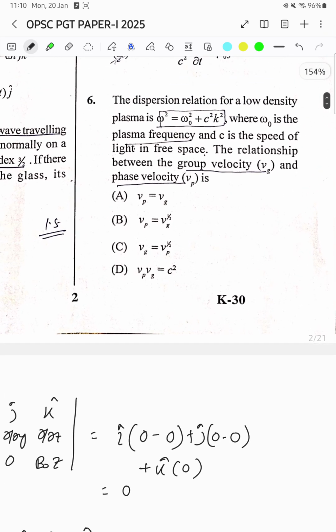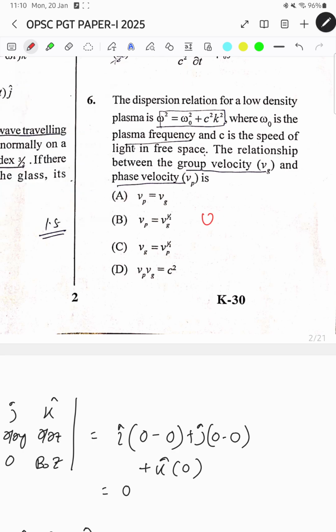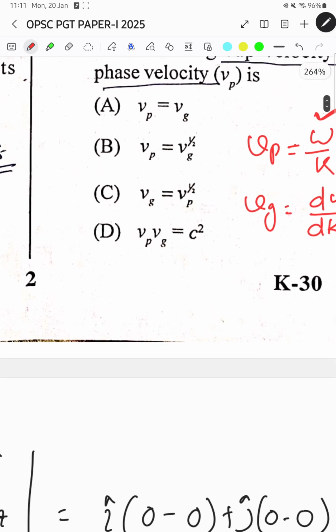It is asking us the relation between Vp and Vg. So first of all, we have to know the expression for Vp and Vg. We know Vp is generally omega by k, and there is also a relation E upon P. Here the dispersion relation between omega and k is given, so we have to take the help of the relation Vp is equal to omega by k. Sometimes the dispersion relation is given as an E and P relation, so you can also use this in that scenario. And Vg is nothing but d omega by dk. So let's do this calculation.